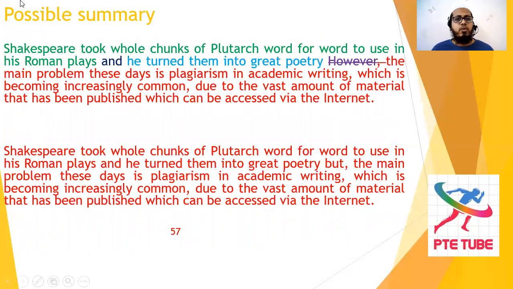Look here, this portion is what I have chosen, and I have added a word "and". He turned them into great poetry. Clear? And again I start from "however". Instead of "however", I'll replace it with "but". Sorry, the comma should come over here. But the main problem these days in plagiarism in academic writing, comma, which blah blah blah. Got it? And the number of words is 57. If you want to remove a few, you can do it. But this is how you are supposed to frame it.